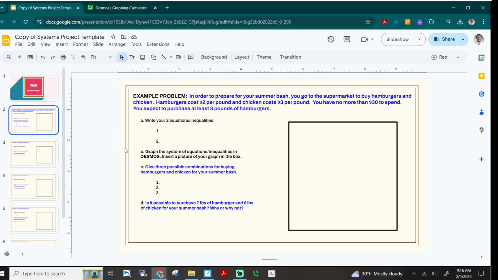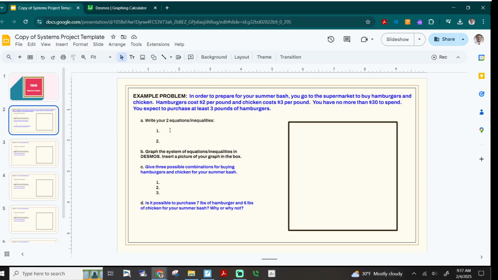Once you have typed in your problem, you are going to do 4 things. You are going to write your 2 equations or inequalities. You are going to graph it in Desmos. You are going to answer your first part of your question and your second part of the question. So, in order to prepare for your summer bash, you go to the supermarket to buy hamburgers and chicken. Hamburgers cost $2 per pound and chicken costs $3 per pound. You have no more than $30 to spend. You expect to purchase at least 3 pounds of hamburger.